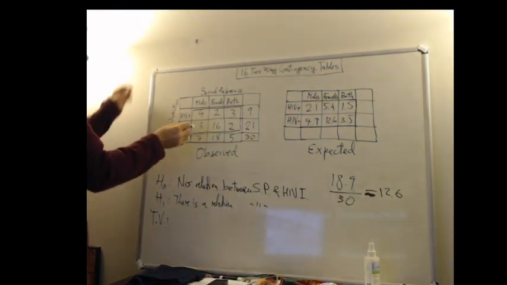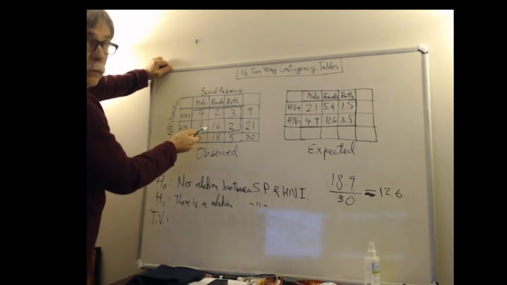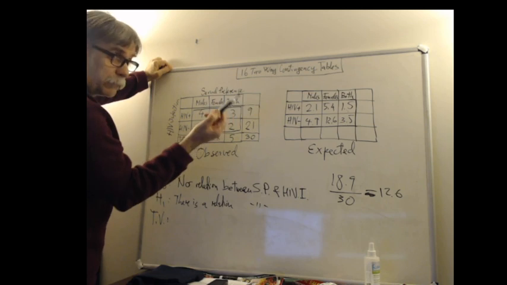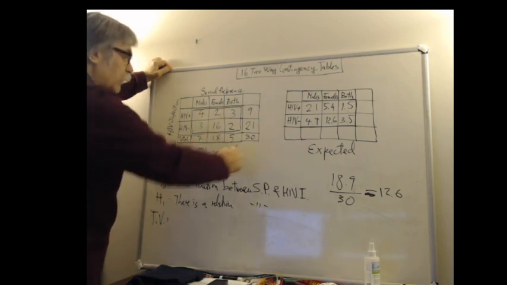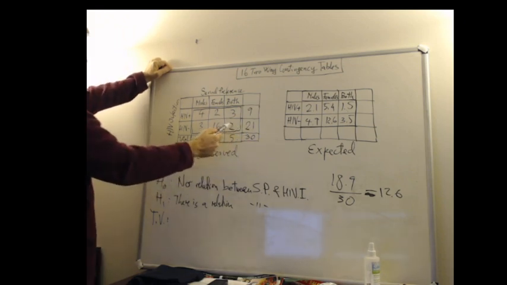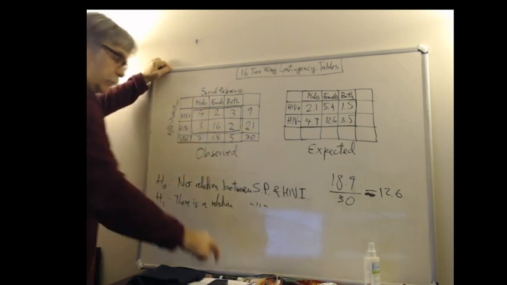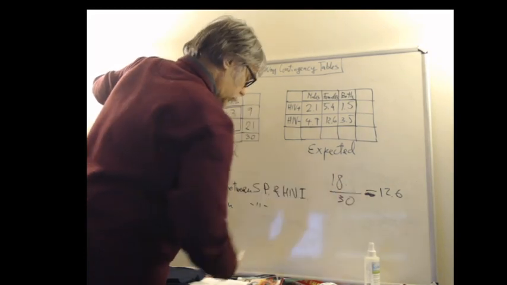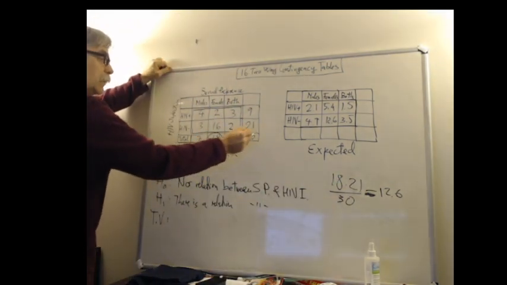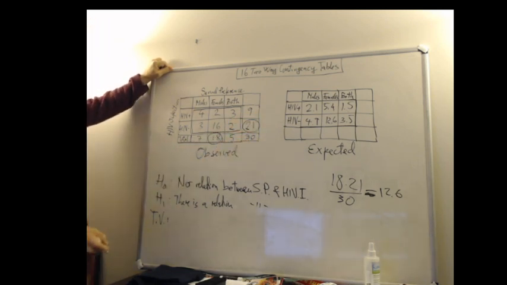So again, this is the observed value, 16. The expected value is 12.6. How do I get 12.6? 18 times 21 divided by 30. Excuse me, it should be 21 here. So again, you multiply this one times this one and you divide by this one.